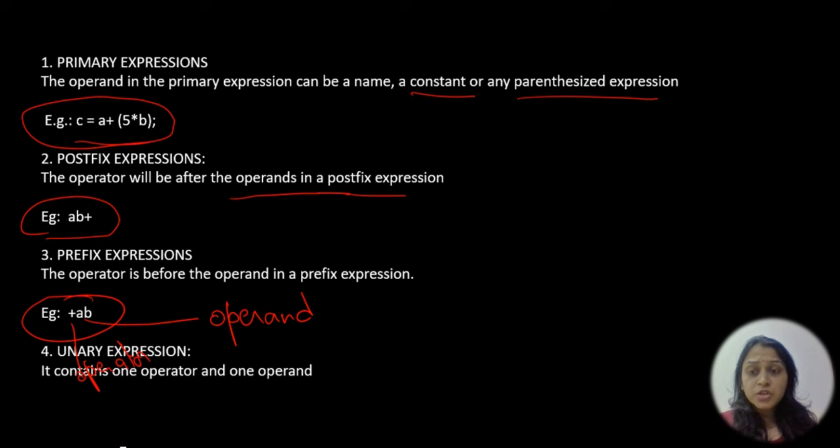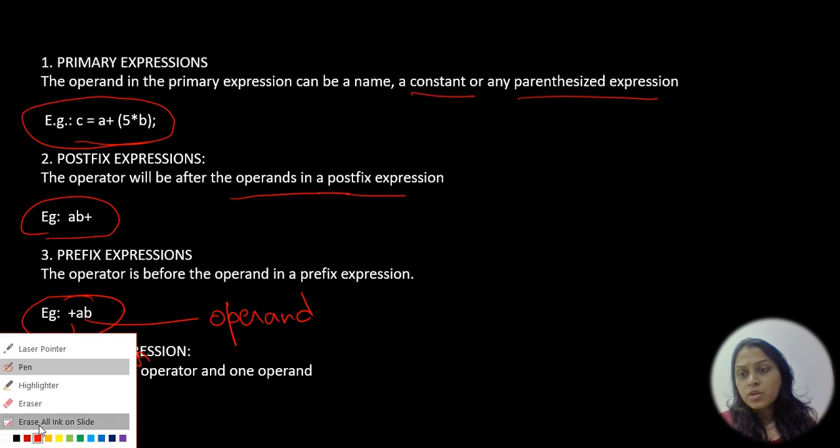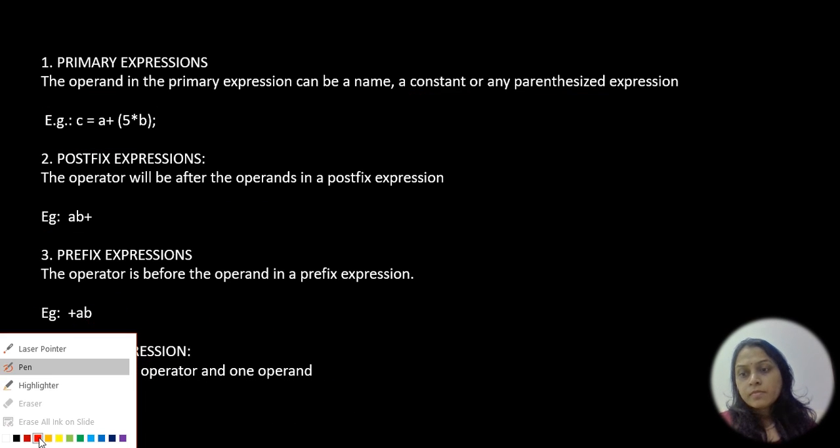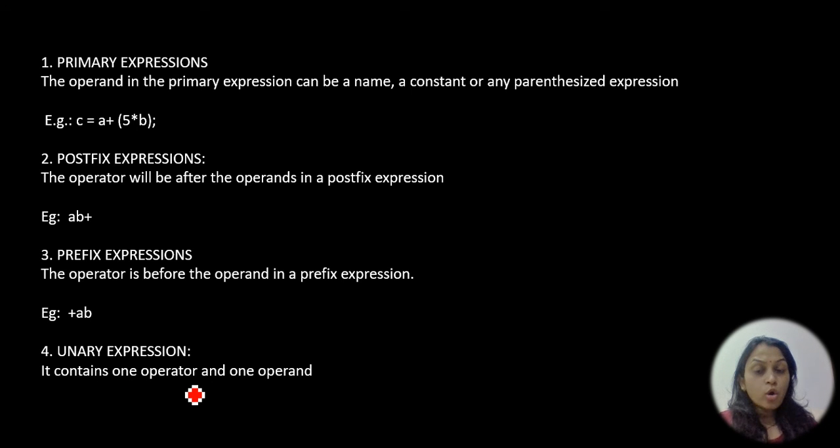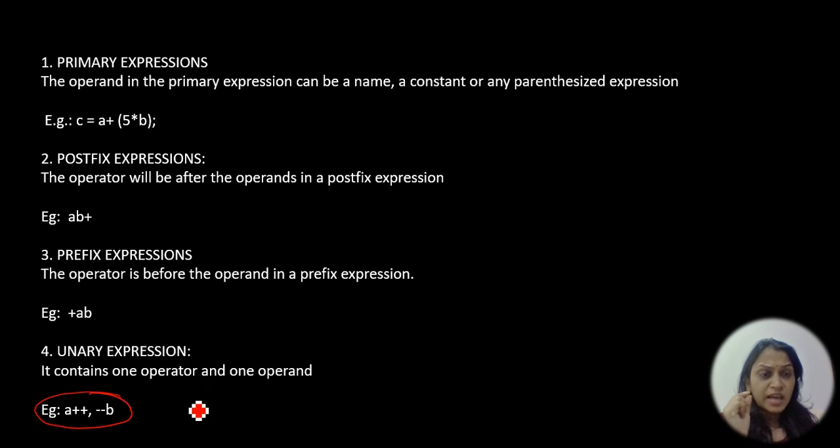Then what about the unary expression? The unary expression is nothing but one that contains one operator and one operand. See here, A plus plus, minus minus B. One operator means any one operator, plus or minus or star or division, only one has to be there. And one operand, either A or B, only one operand, and the operation is performed on it. So that is a unary expression.